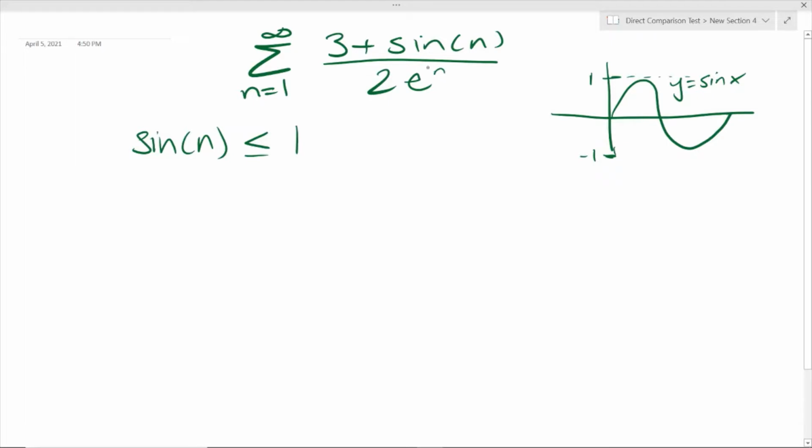So now we're taking parts of this and trying to manipulate it so that we can find a series to compare it to. So now, since we know it's less than or equal to 1, we can also add 3 to both sides. So let's do that so we can make it very similar to our given one. And when we add 3 to both sides, this side becomes 4.